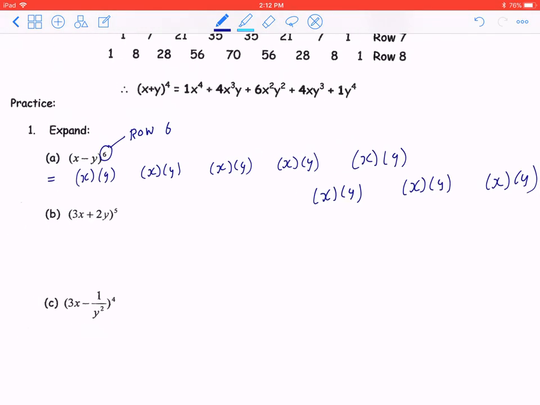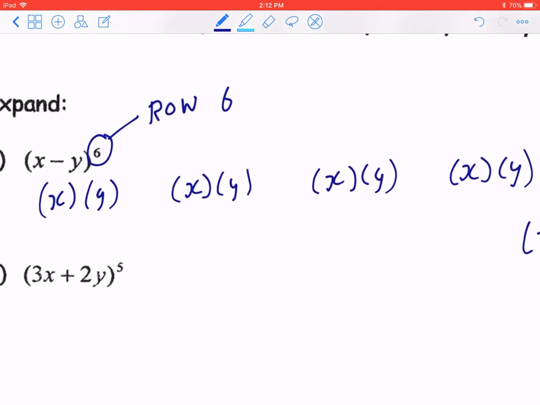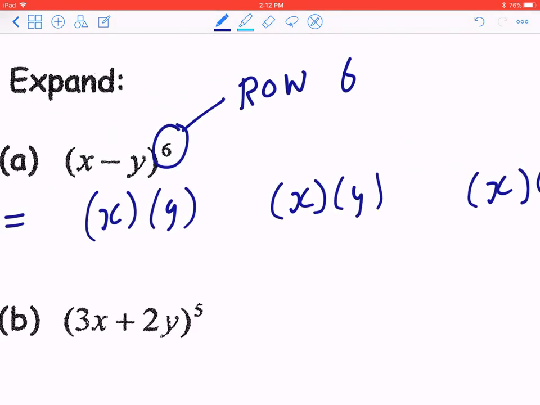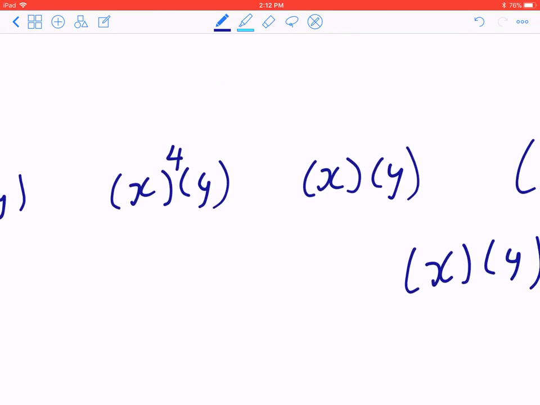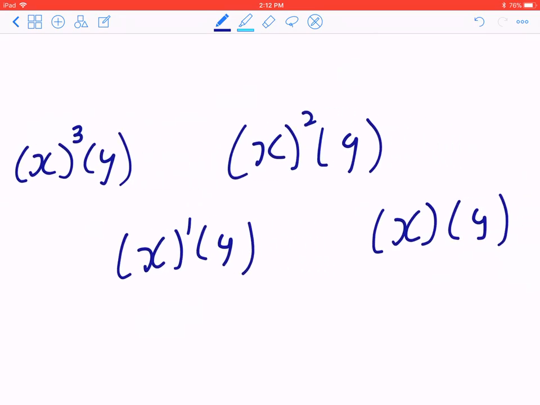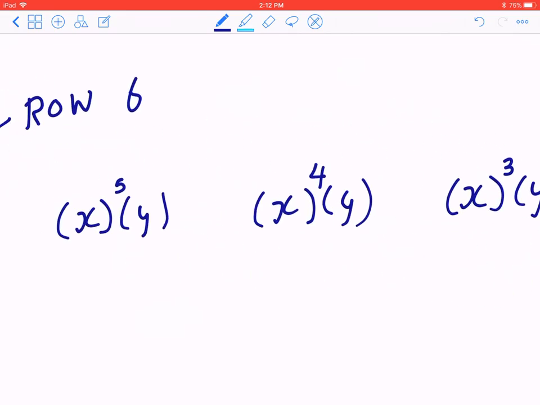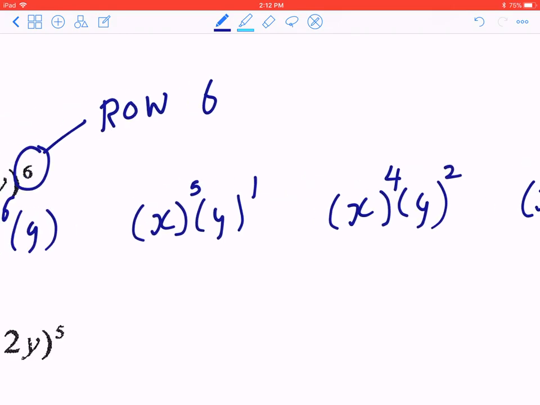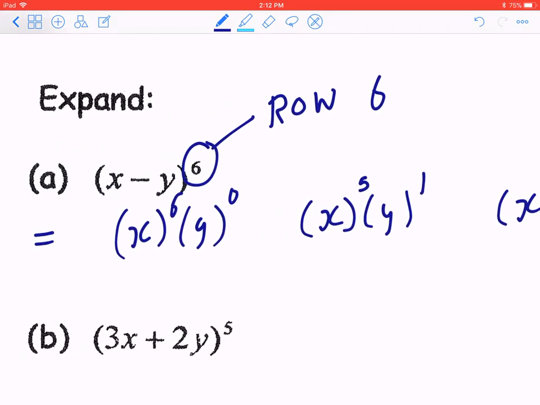Now, the second step is, now let me count this. I think I did too many. There we go. The second step is to look at the exponent and you count down. So you start with 6 and you count down to 5, 4, 3, 2, 1. And if you're doing it right, you always end with 0. Then you go backwards, same pattern, 6, 5, 4, 3, 2, 1. And if you're doing it right, you always stop at 0.